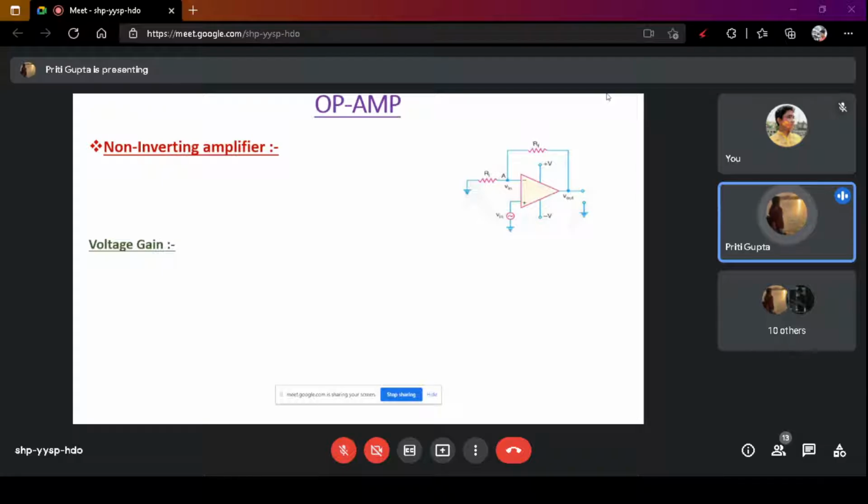The output is fed back to the negative input through a feedback resistor RF.